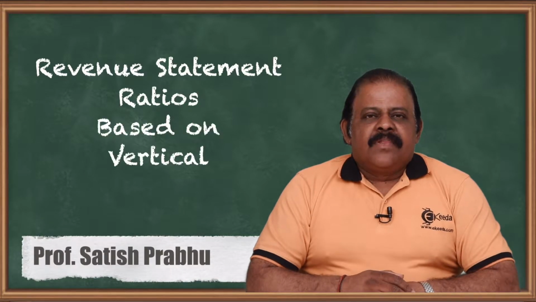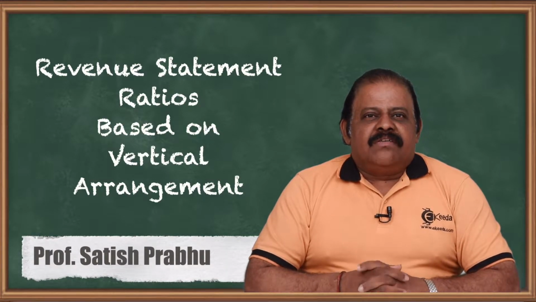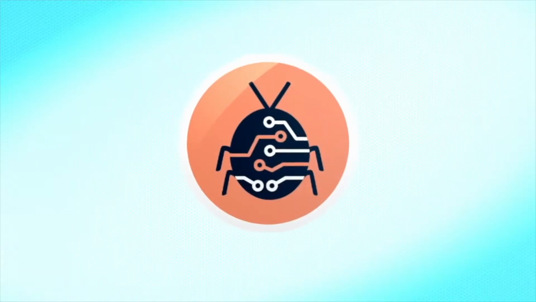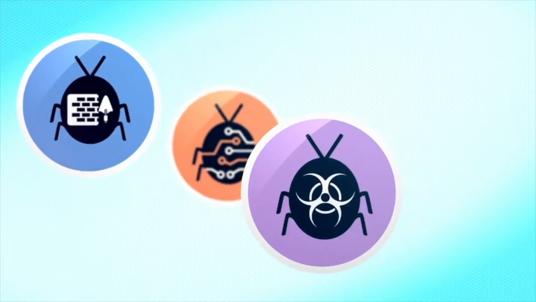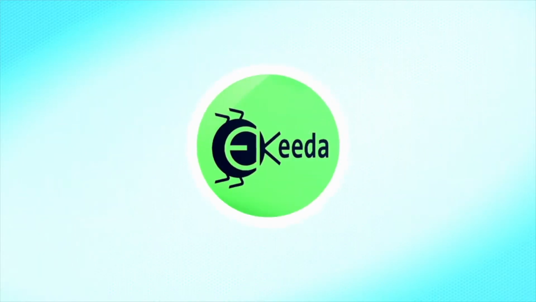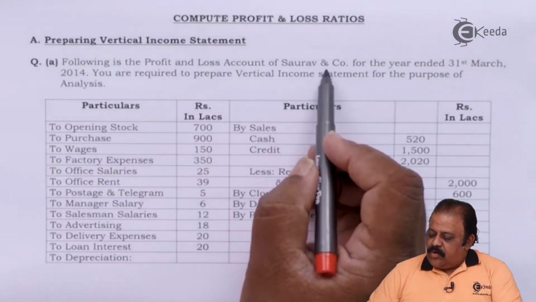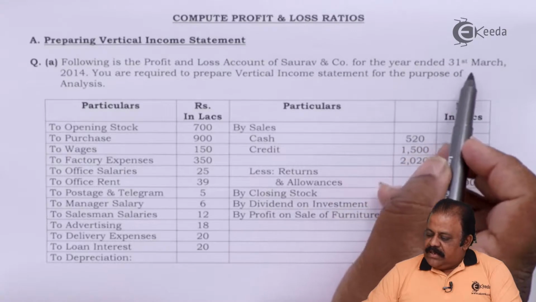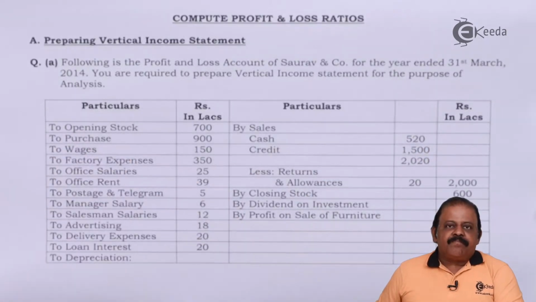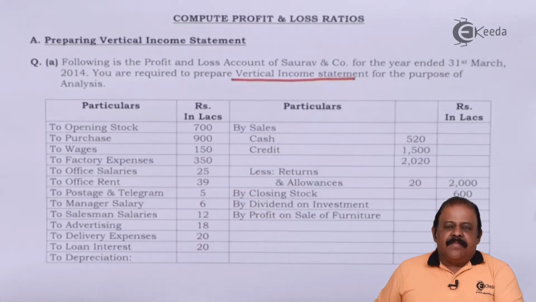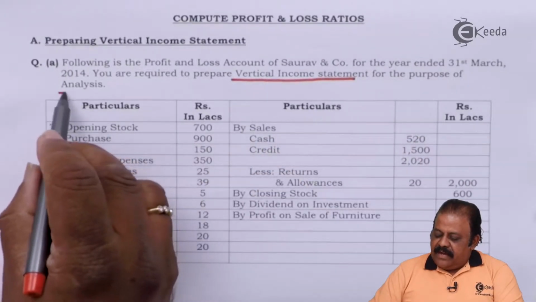Hello friends, let us do now one question where we are required to do vertical arrangement of income statement and then calculate required ratios asked in the question. Following is the profit and loss account of Saurav and Company for the year ended 31st March 2014. You are required to prepare vertical income statement for the purpose of analysis.